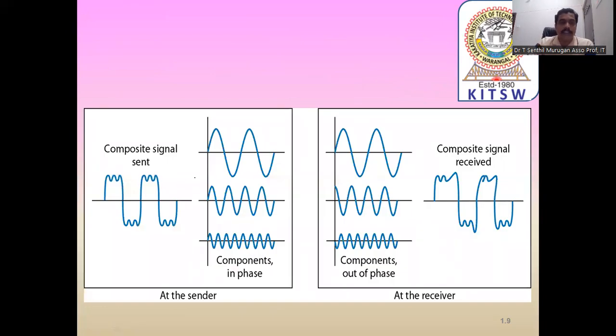Here you see this is a composite signal, with different signals merged, and we are sending this signal to here. But what happened after receiving on this side? On the receiving side, the shape of the composite signal may be varied. So after the receiving side, it may be varied. That is called distortion.